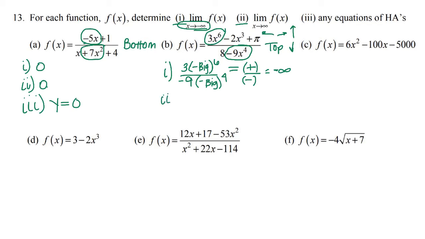So let's try the second part. Now this time we're tending toward positive infinity. So we're going to say 3 times a positive big value raised to the 6th over -9 times a big value raised to the 4th. And notice again, we're going to get a positive in the numerator. We're going to have a negative in the denominator. So that's going to tend toward negative infinity. And we've already said that for the third answer choice, it does not exist. We do not have a horizontal asymptote, sorry.